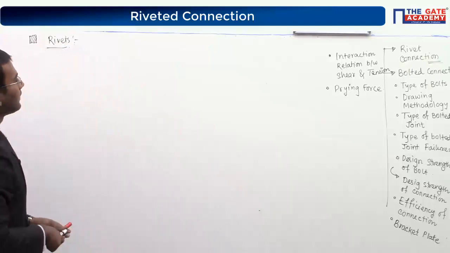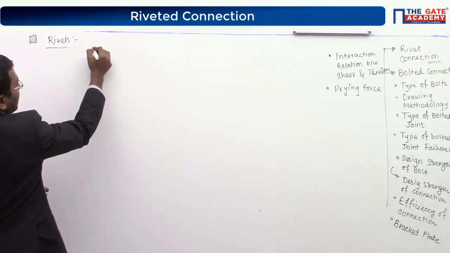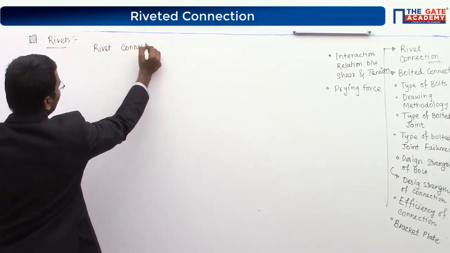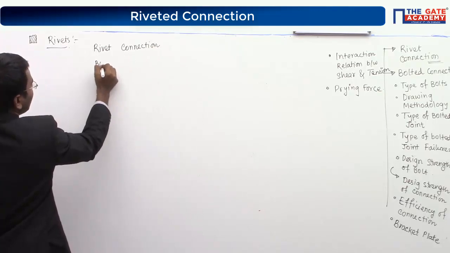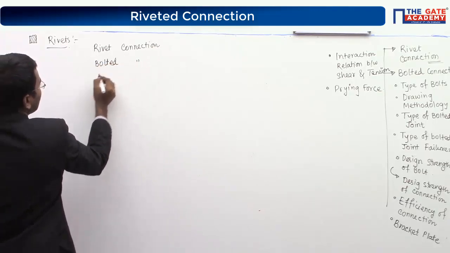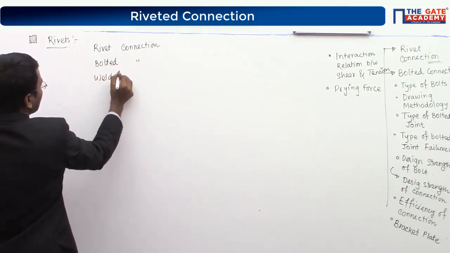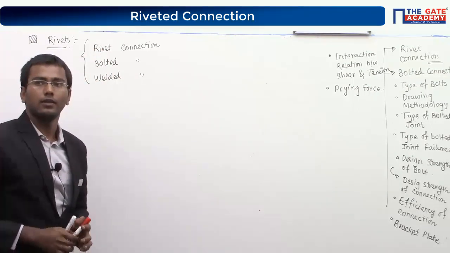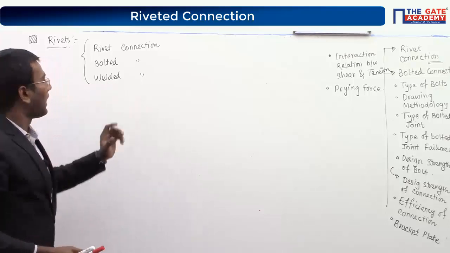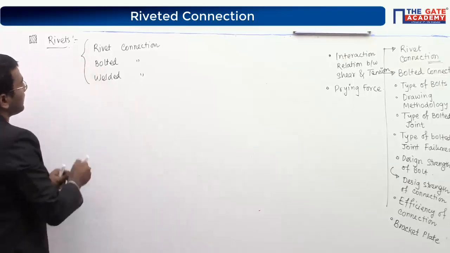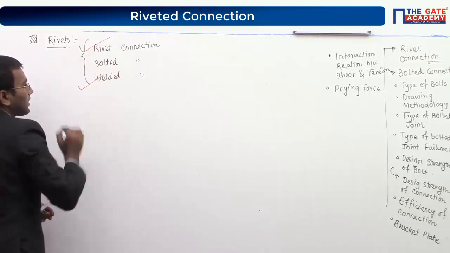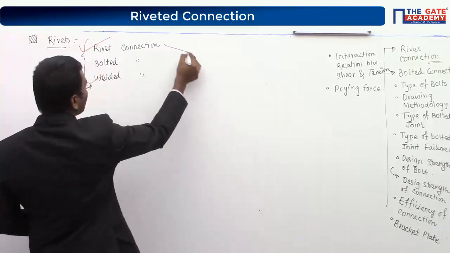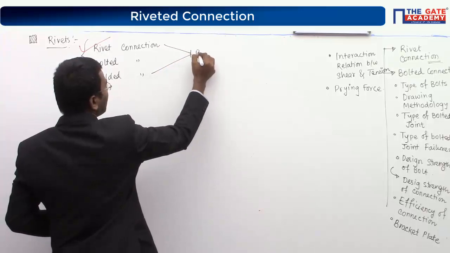Now before starting the riveted connections, there are mainly three types of connections. Everybody knows: rivet connection, bolted connection, and the last one is your welded connection. Among these three connections, rivet connection and welded connection are known as permanent connections. I repeat, permanent connection.